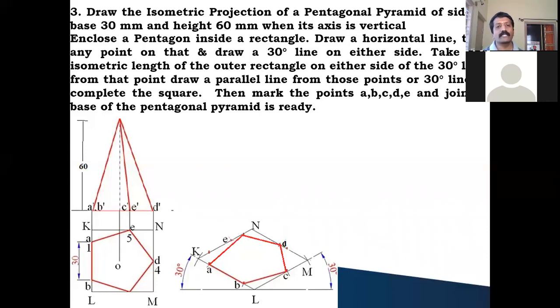Now we have to identify the pentagon points A, B, C, D, E, and join them. Then the base of the pentagon is ready. So K to A and L to B distance is the same.